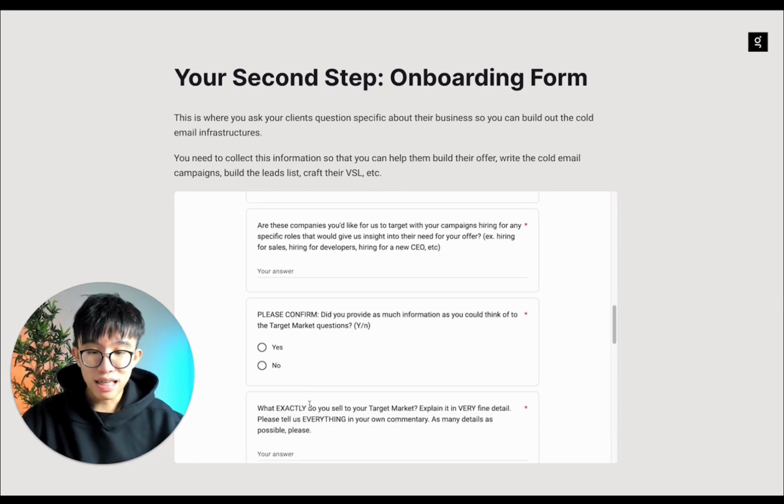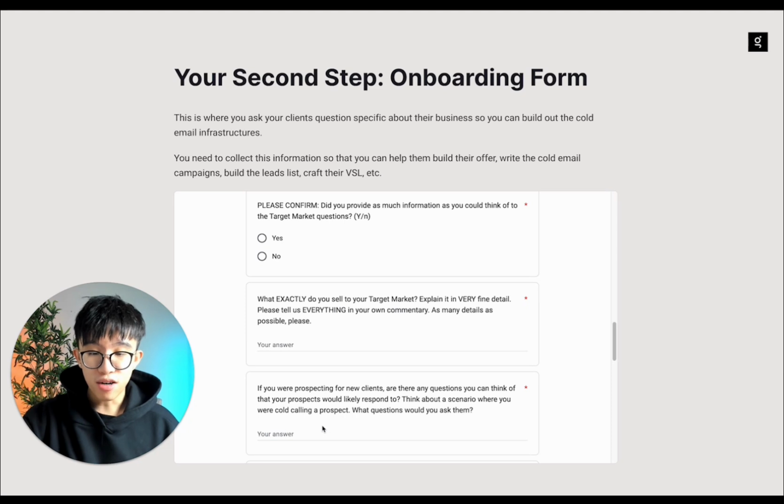Next one is, what exactly do you sell to your target market? Again, we are clarifying because there's a very strong chance that when people go through this form, they'll answer your question, but they might not be in as much detail as you'd like. So we ask this question once again in a slightly different wording, just to make sure we are getting all of those details in as much detail as we humanly can. Final question is, if you were prospecting for new clients, are there any questions you could think of that you would ask your prospect if you were to cold call them?